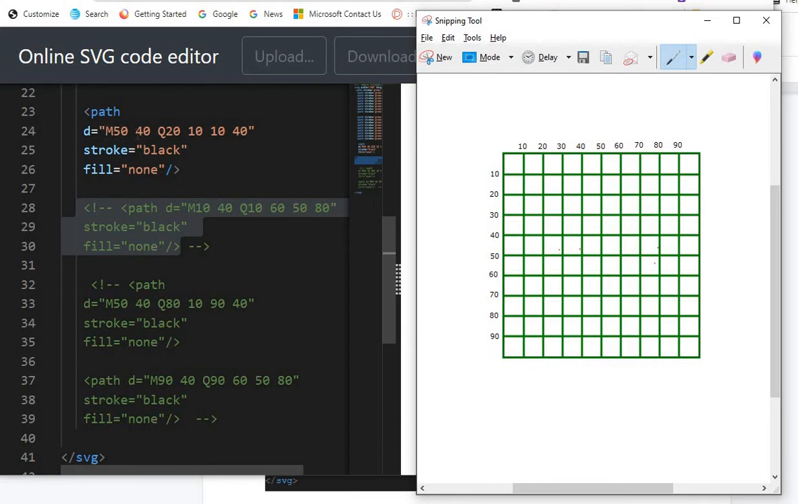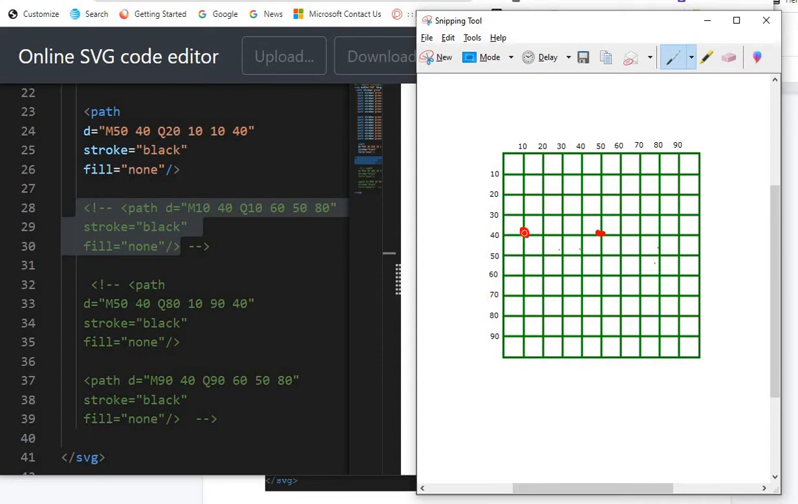Now M50 40. This is where you should start. This is the starting point of the path. So in the grid system, you go to 50, which is the x-axis, and the 40, which is here. And then these last two points, 10 40, this is the ending point. Don't worry about Q 20 and 10, I will tell you. 10 40 is the ending point of the curve. So 10 is here and the 40 is here.